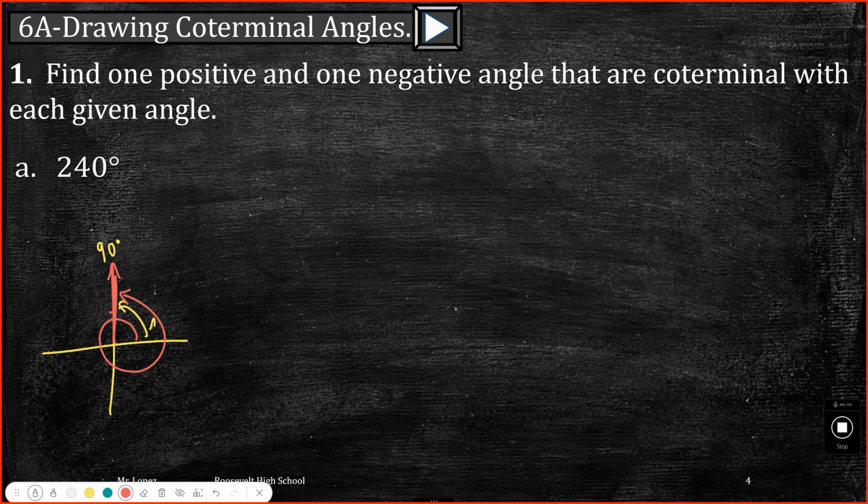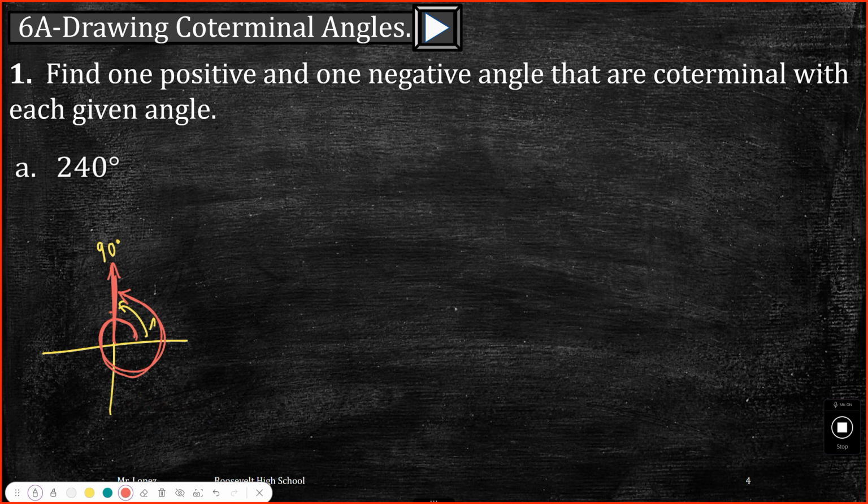What is this? This red one I just drew, how much is this? Did somebody say 360 plus 90? What's 360 plus 90? 450. So 450 is coterminal to 90.